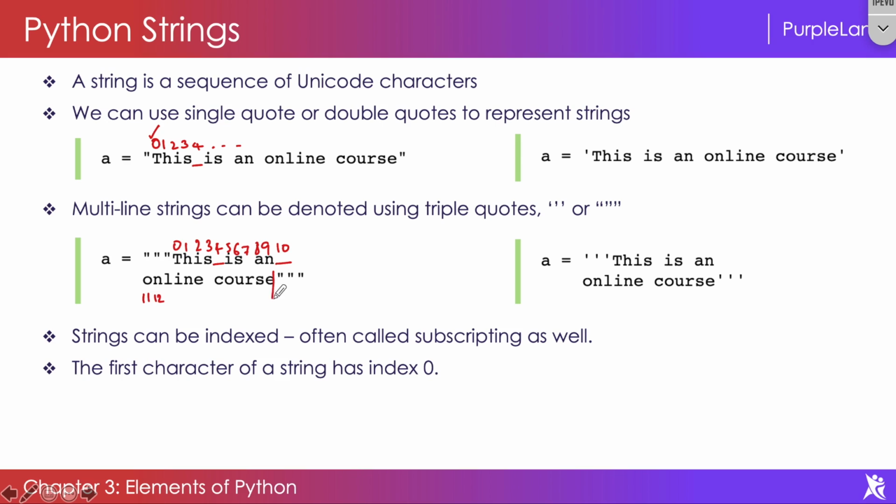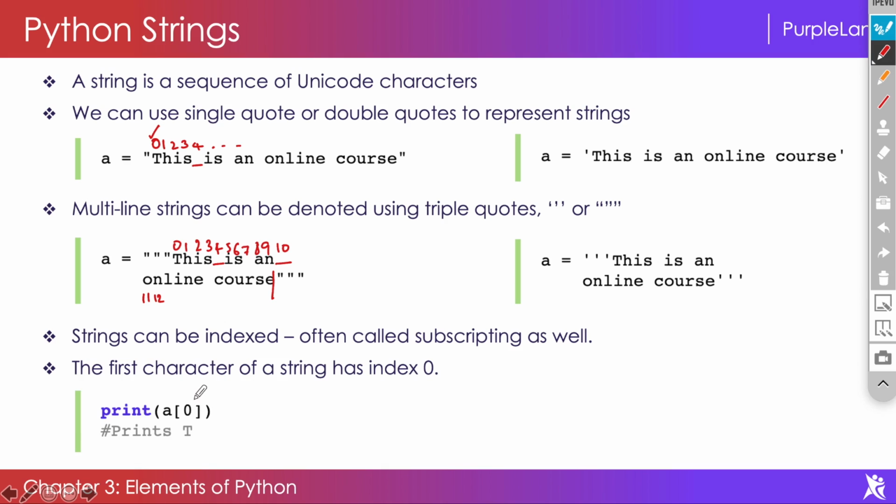This is the end of the string, and this will be the last index of this string, right? Using these indices, you can retrieve a character at any position in that string. So how do I do that? Here, if I want to print the character which is at index 0, I'll have to give it like this. You can even print a of 1, a of 2, and so on.